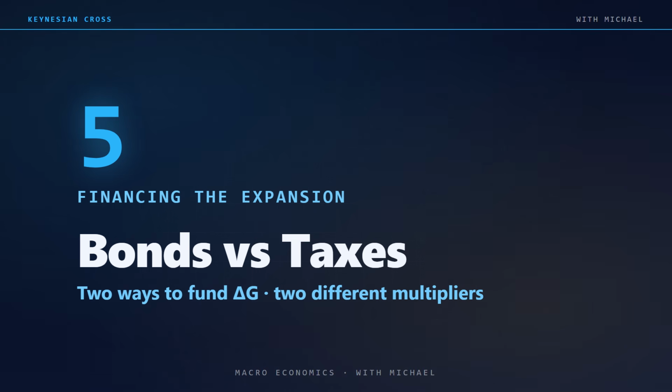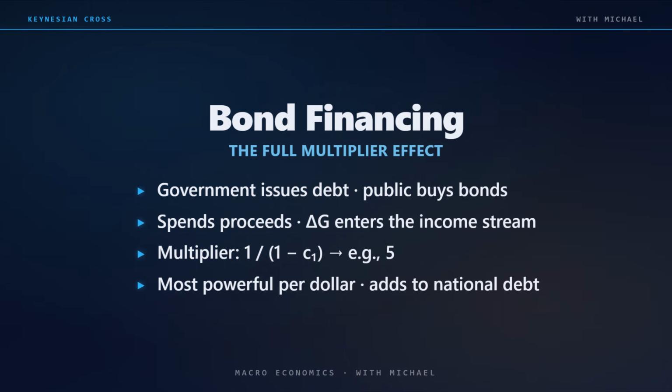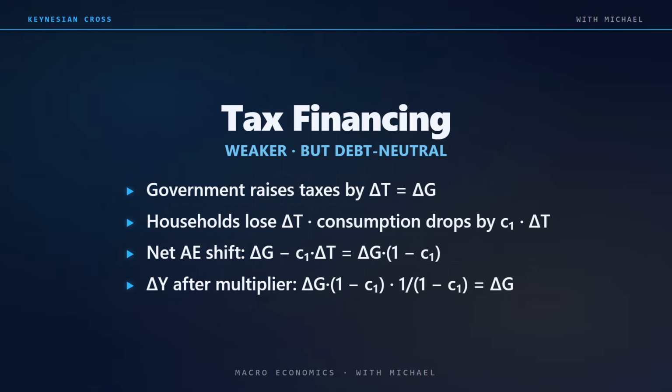The new equilibrium output is the old plus delta G times 1 minus C1, multiplied by the multiplier of 1 over 1 minus C1. The two terms cancel beautifully, leaving exactly delta G. This is the Haavelmo theorem. The balanced budget multiplier equals 1. A balanced increase in spending and taxes, where the government raises taxes by the same amount it increases spending, generates an increase in equilibrium output exactly equal to the spending itself. The multiplier is 1, not 5. But it is positive, it still expands output. And it does so without adding to the national debt.